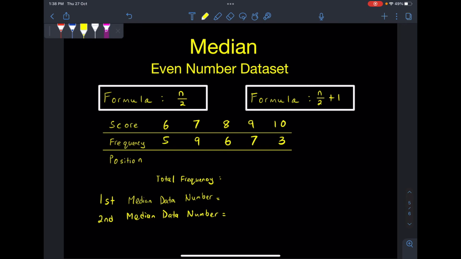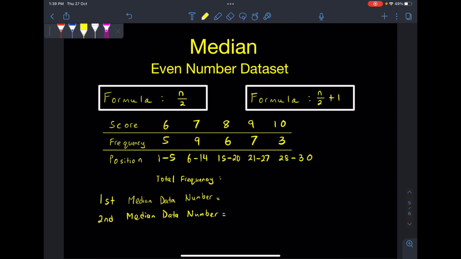Right, so our last and final question for today. Again, we want to find the median for even number data sets. Right, so we have our score, frequency, and we always start by writing the position down. So this one would be 1 till 5, 6 till 14, 15 till 20, 21 till 27, and 28 till 30.